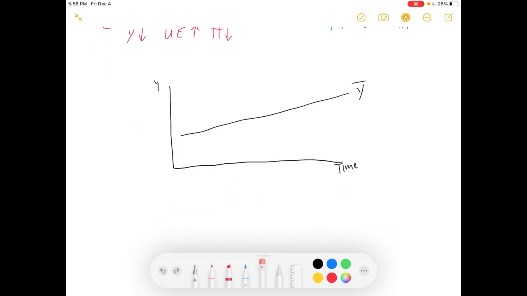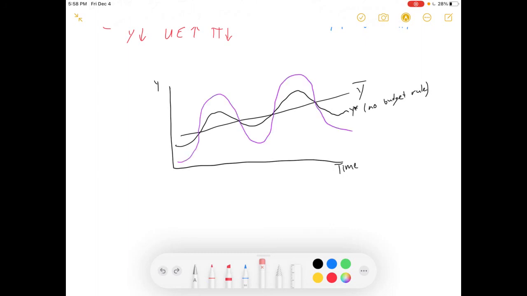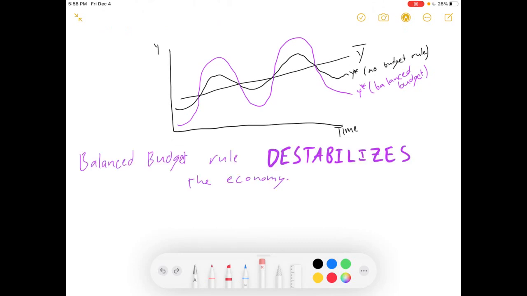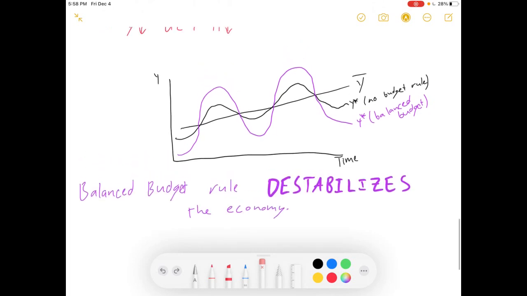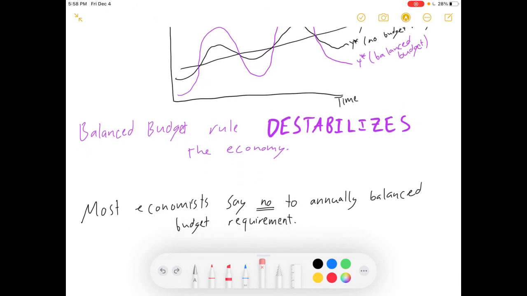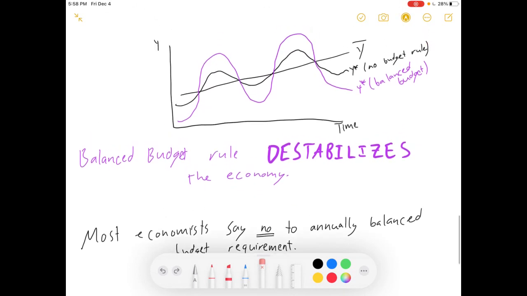So, what does this look like if you were to draw a little business cycle? Here's Y bar. Here's the cycle with no budget rule. But when we do a balanced budget requirement, it amplifies the business cycle swings. Maybe it looks more like this: higher peaks and lower troughs. Y star with a balanced budget is less stable than Y star with no balanced budget requirement. That's why we call it destabilizing. It makes things more crazy. And so, that is why most economists say no to annually balanced budget requirements.